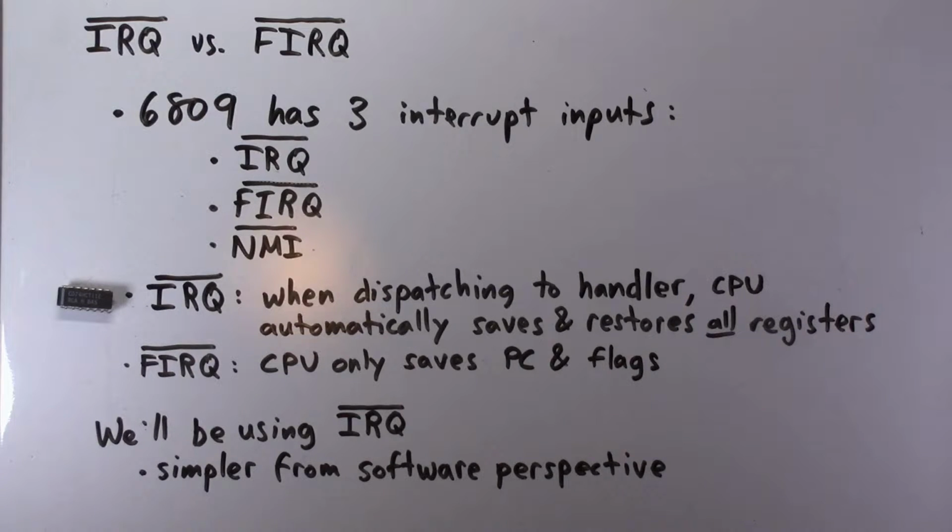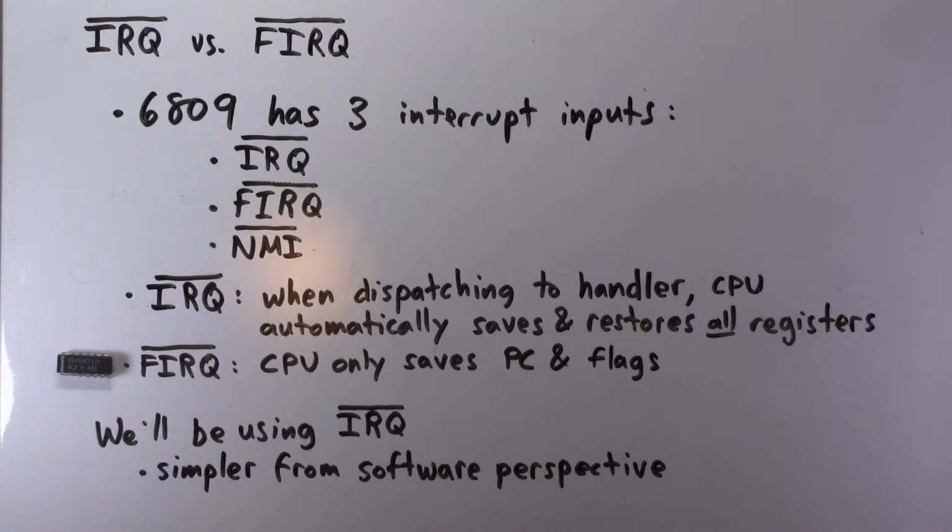The IRQ input is for normal hardware interrupts. One very convenient aspect of IRQ is that the CPU will automatically save and restore the contents of all hardware registers when dispatching to and returning from the interrupt handler routine. This means that the programmer can freely use all of the 6809 hardware registers without causing problems for the program code that was running at the time the interrupt occurred.